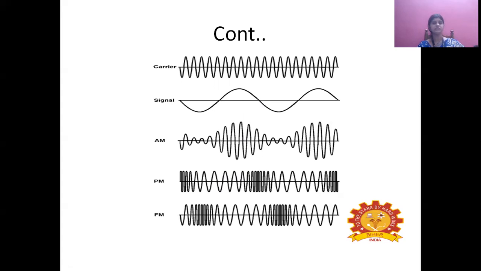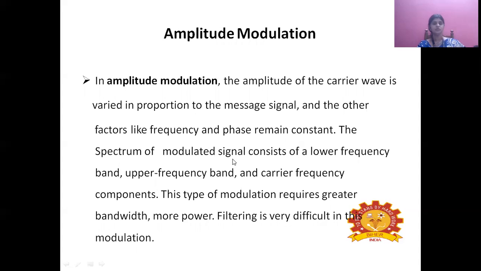That is, the frequency change occurs at maximum positive and negative. Phase change occurs at zero crossings of the message signal amplitude. So therefore, in the amplitude modulation, the amplitude of the carrier is varied in proportion to the message signal. The other factors like frequency and phase remain constant.